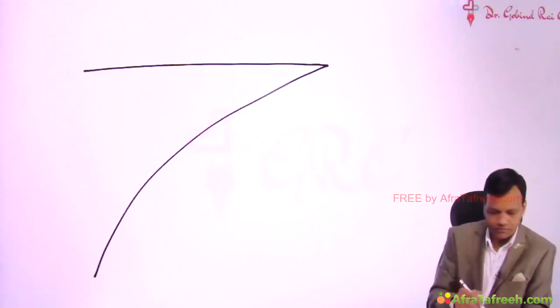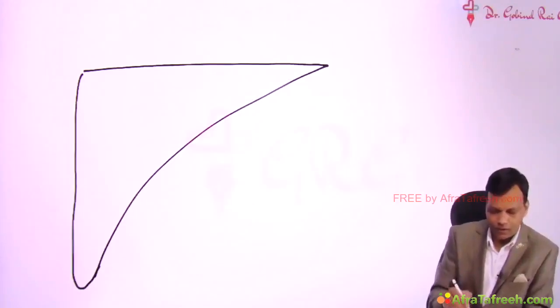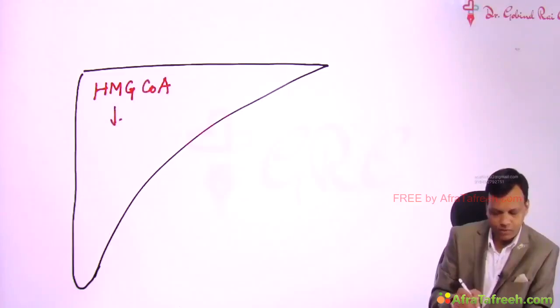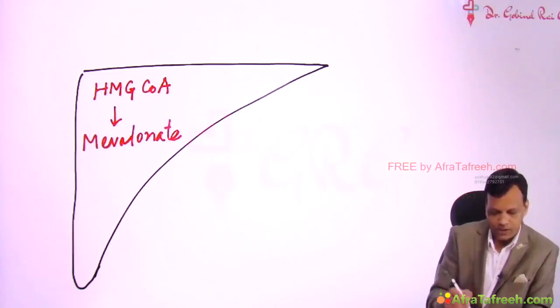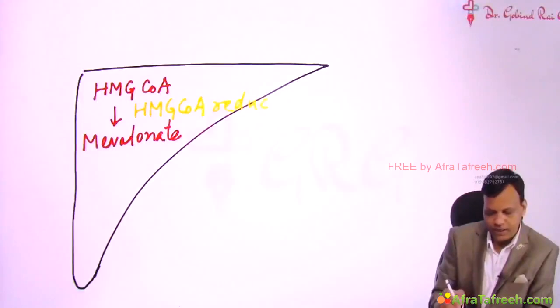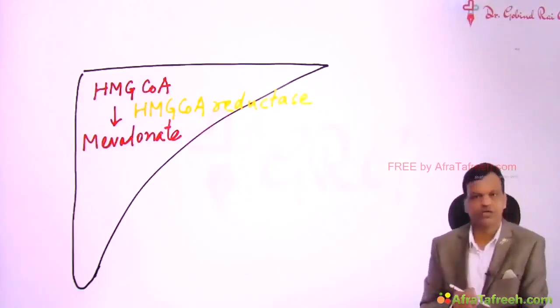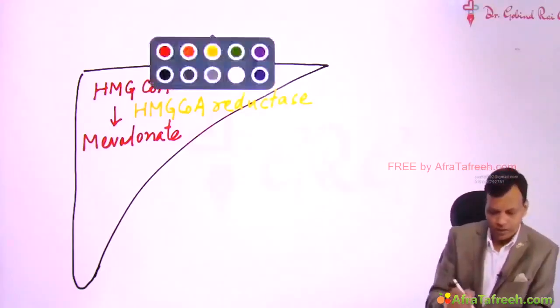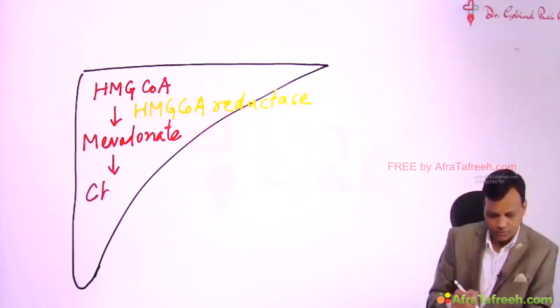The liver is the major organ in which cholesterol is synthesized. So how does the liver synthesize cholesterol? There is a compound called HMG-CoA. This is converted to mevalonate. The enzyme involved is HMG-CoA reductase. This is the rate limiting enzyme in the formation of cholesterol. The mevalonate is then converted into cholesterol.